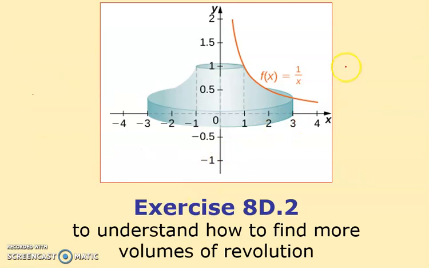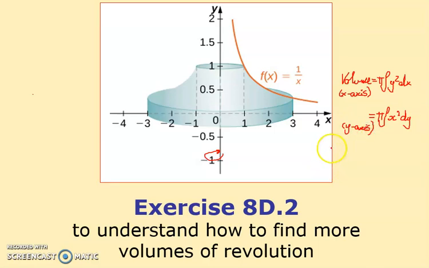Of course, we've already seen that the volume of revolution, we usually write as the integral of pi times y squared dx. Now, of course, this is about the x-axis. But if you go around the y-axis instead, you get a very similar equation, the integral of pi x squared dy. So we already know these equations for finding volumes of revolution.